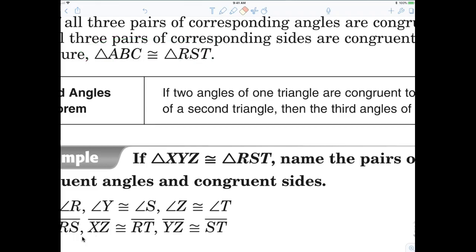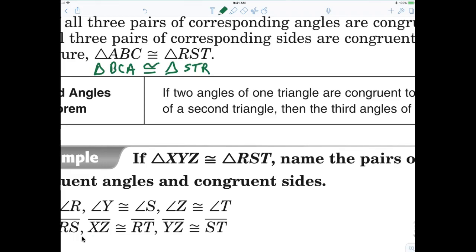What side corresponds to AB? What's to BC? And AC? Yeah, I told you it's very simple. Very simple. Now, does it matter how I write ABC? Could I write, for example, let's say triangle BCA? If you write triangle BCA, you would say that's congruent to triangle STR. Right? It doesn't matter the order.